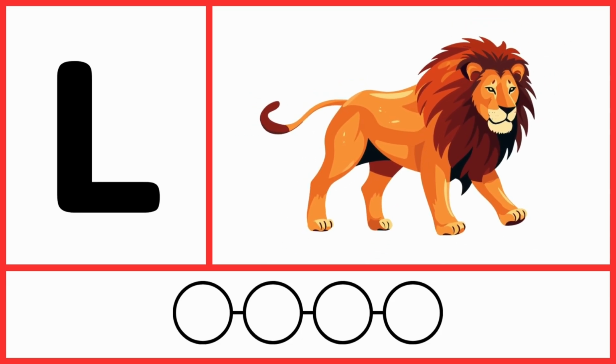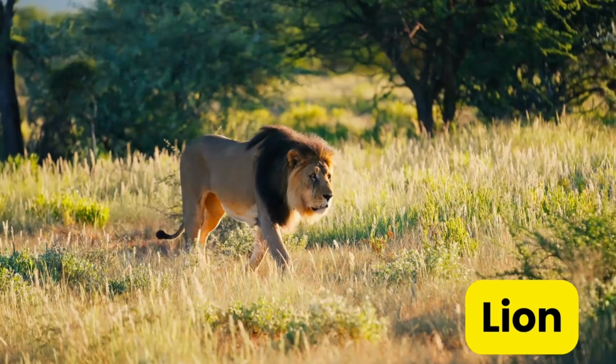L. L is for lion. Let's spell it. L, I, O, N. L is for lion. Lion.